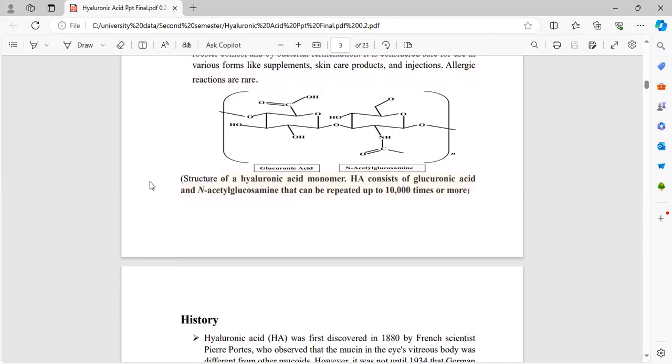Structure of hyaluronic acid monomers. Hyaluronic acid consists of glucuronic acid and N-acetylglucosamine that can be repeated up to 10,000 times or more.